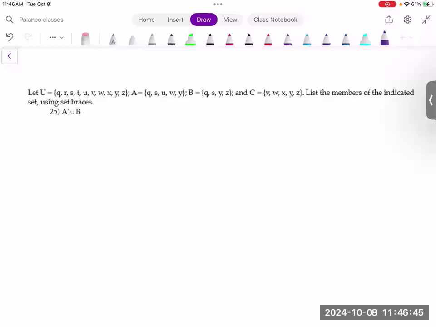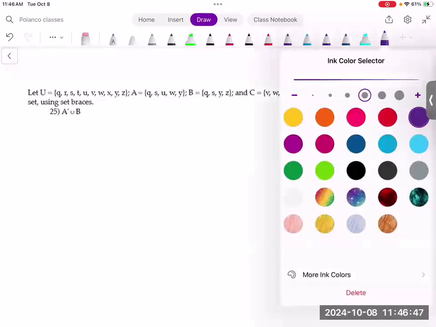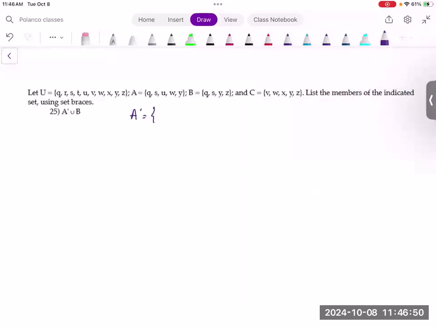So I need A prime and I need the B. So the only thing you have to do is the A prime. So the A prime, anything except the Q. You see, I'm taking the Q away. The S, take it away. The U, take it away. The W, take it away. And the Y, take it away, right? So whatever remaining here, the R, comma, T, comma, V, comma, X, comma, and Z, right? So that's your A prime. Everybody okay with the A prime? Now, what is the B? The B is Q, S, Y, and Z.